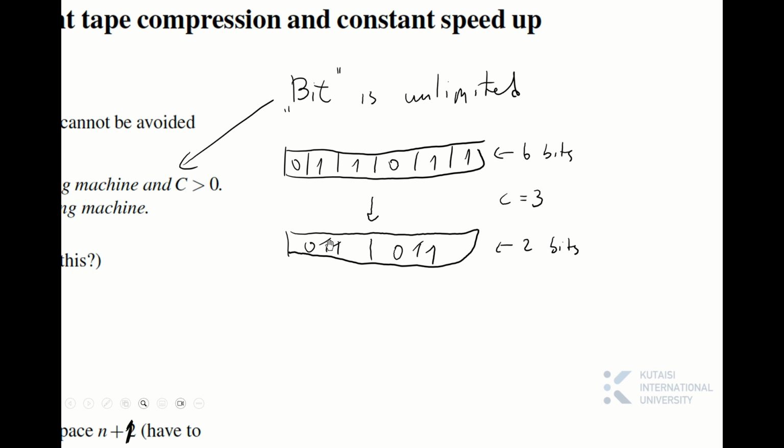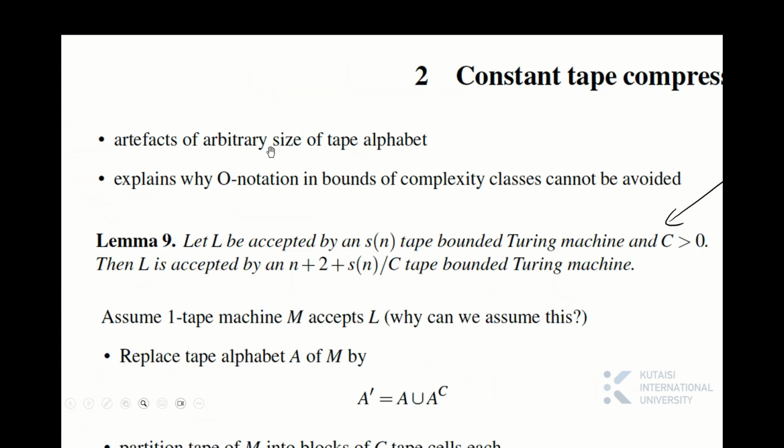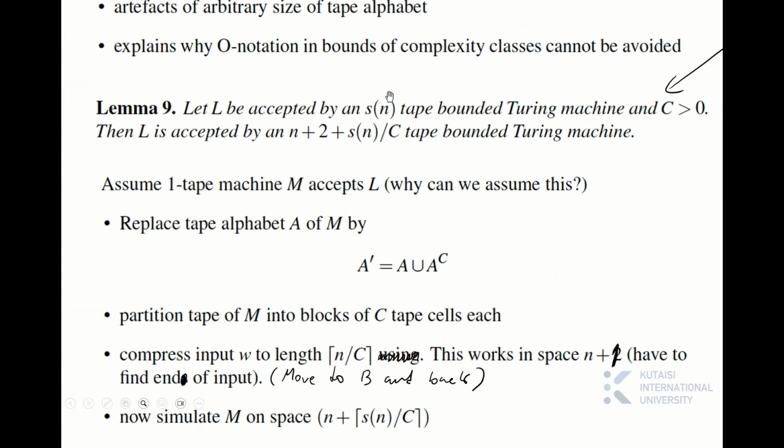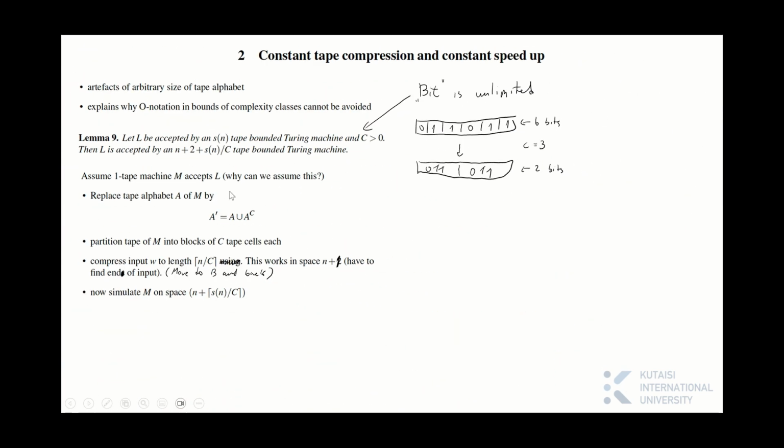So all possible triples. The fact that I can increase the number of elements in my alphabet, keeping it finite, means that I can actually reduce the size of the tape. And this is the artifact of the arbitrary size of the alphabet. So let me quickly run down how I will actually implement this.